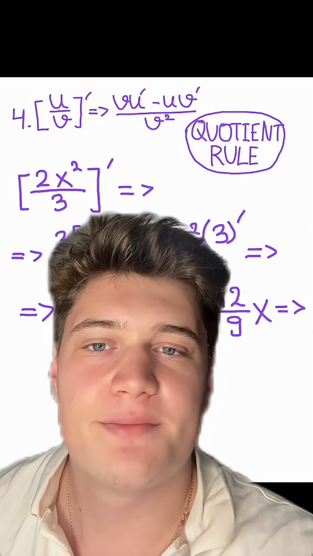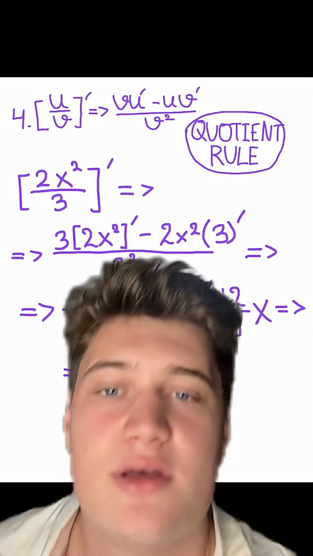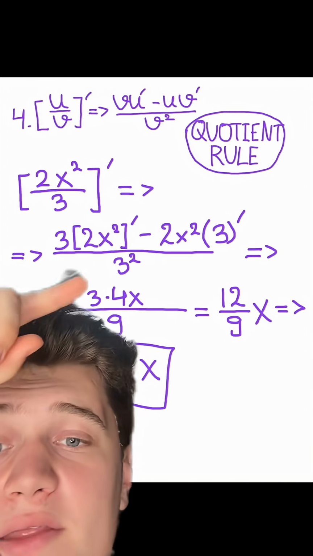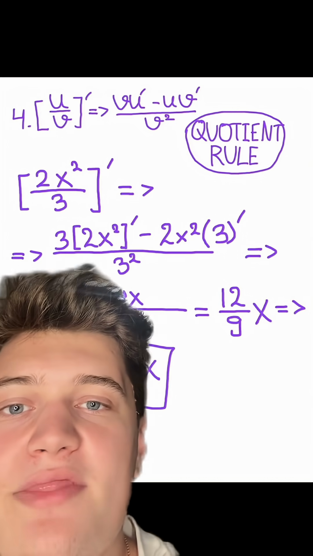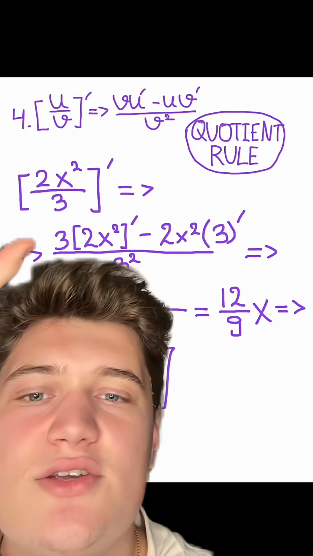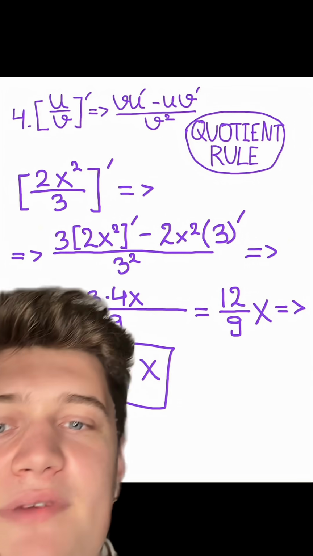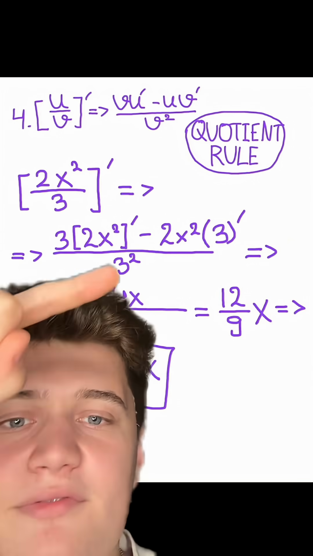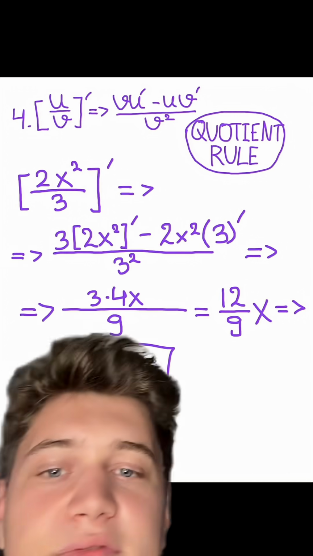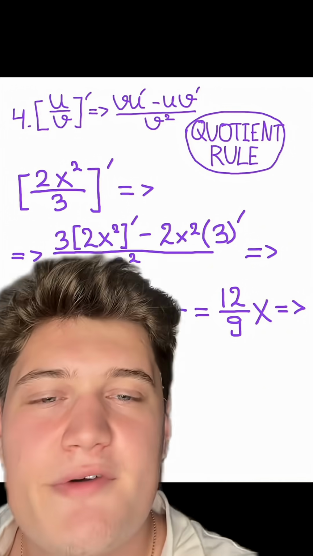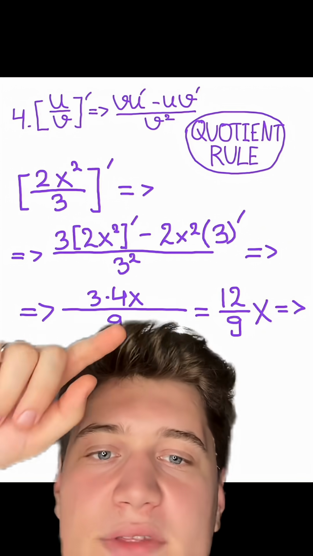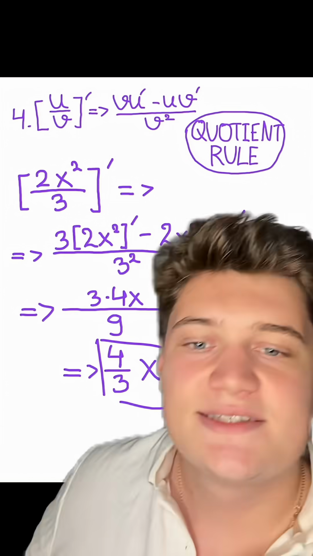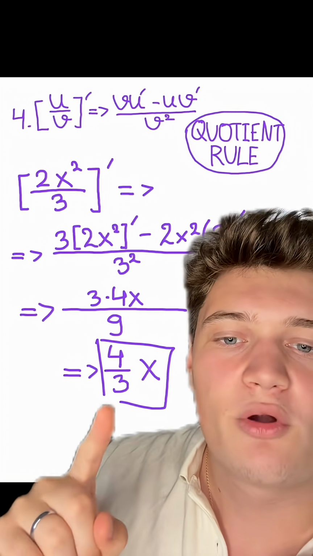Now we got quotient rule example. We have 2x squared over 3. We have to write it down in a fraction. We got 3 squared in the denominator because v squared, right? Our 3 is v. And then we got 2x squared as u, therefore we write down v u derivative, which is 3 times 2x squared derivative minus 2x squared times 3 derivative, which turns into 0 because the derivative of a constant is always 0. And it gives us 3 multiplied by 4x over 9, which is 12 over 9x, and our final simplified answer is 4 over 3x.